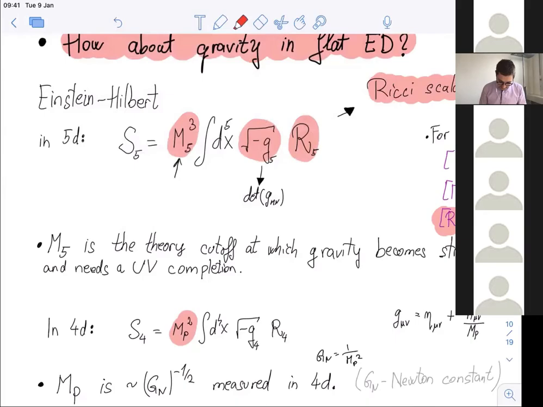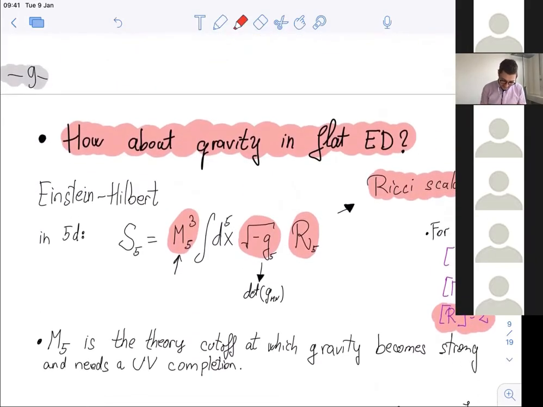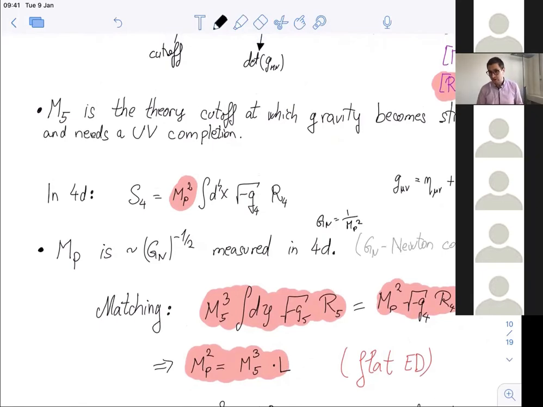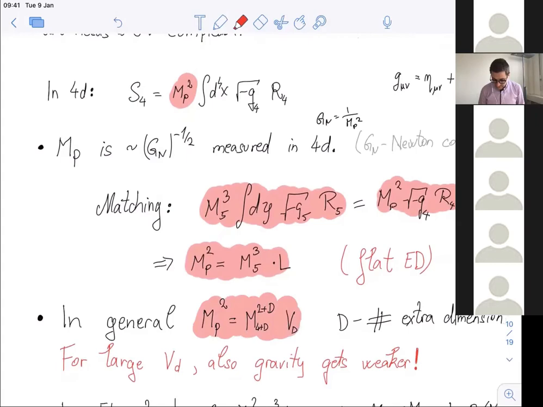Okay, so now we should do the matching. So the matching is done here. We are integrating over the extra dimension and matching on the 4D action, and then we get this. We get M Planck squared is M5 cubed times L. So notice that M5 is really the cutoff of the theory. The theory is formulated in 5D, and M5 is the cutoff of the theory. M Planck is the measured scale of 4D gravity. It's the G Newton to the -1/2. And there is this L. In general, L is the size of the extra dimension. So the general formula, if you have more extra dimensions, would be through this volume VD.